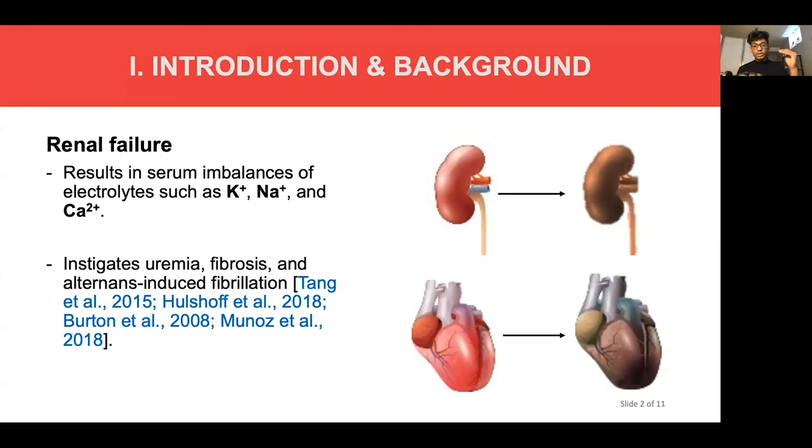The specific chemicals in our blood, such as potassium, sodium, and calcium, aid in conducting the electrical impulses in one's heart. So electrolyte levels that are too high or too low can hinder the heart's ability to generate the electrical impulses and thus lead to arrhythmic conditions. In addition, renal failure not only results in the accumulation of waste molecules, which can induce uremia, but can also result in the scarring of cardiac tissue, otherwise known as cardiac fibrosis. The problem is only exacerbated with the onset of alternans, which can lead to fibrillation.